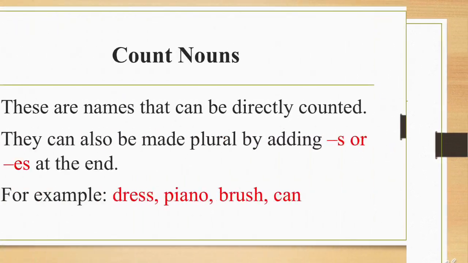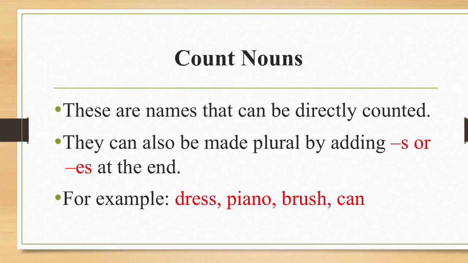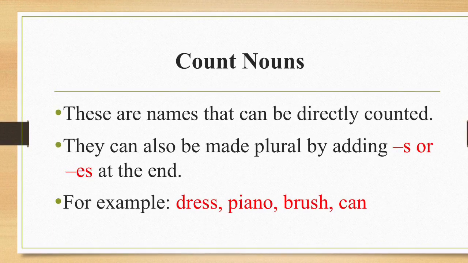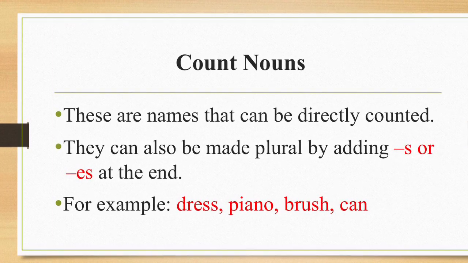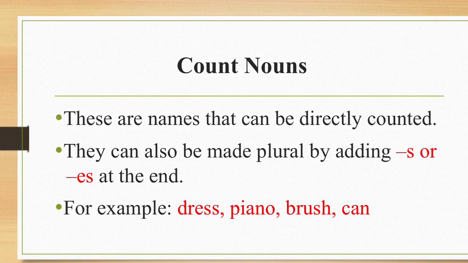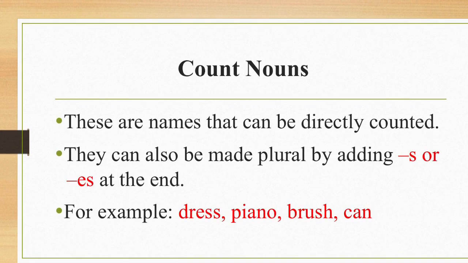Number 4. Count nouns. These are the names that can be easily directly counted. They can also be made plural by adding s or es at the end. For example, dress, piano, brush, can.